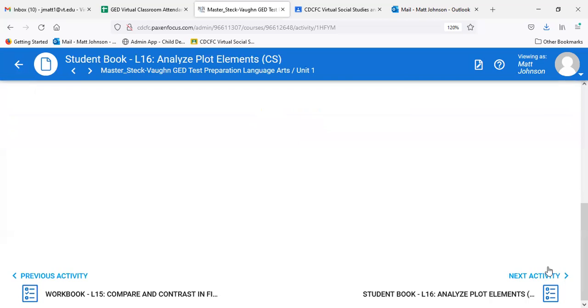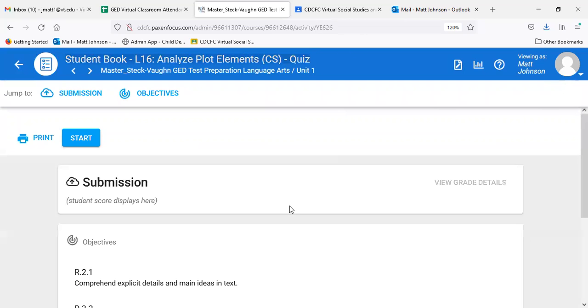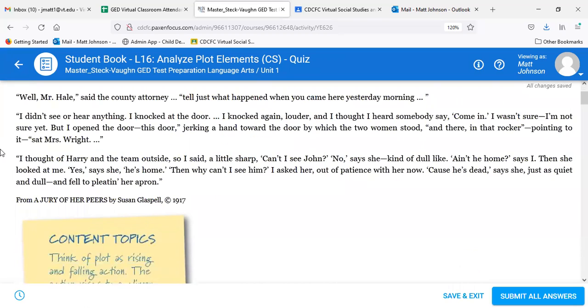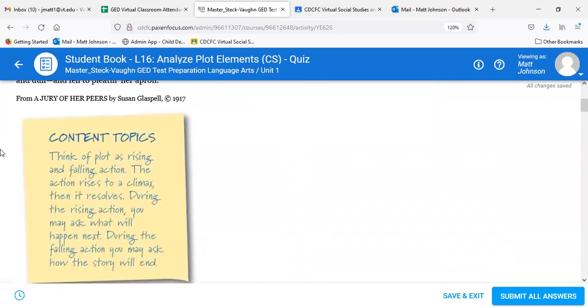So let's go on over to lesson 16. I tell you, I gotta be careful. I think this is the second time I've done that. I skipped the unit review on social studies, so I got to be careful here, watching myself on which lessons we're on.